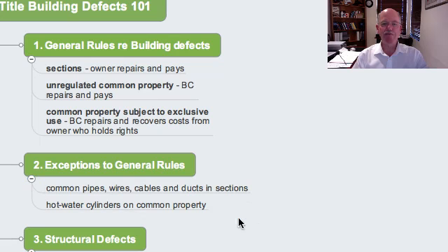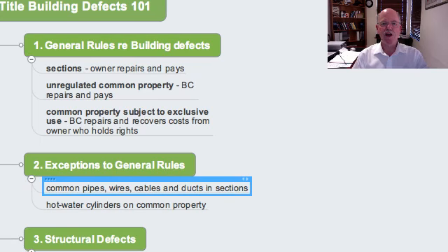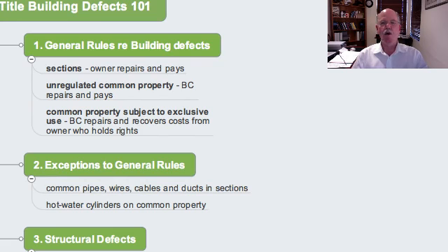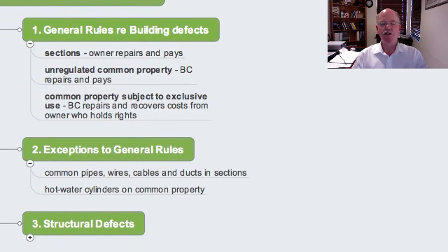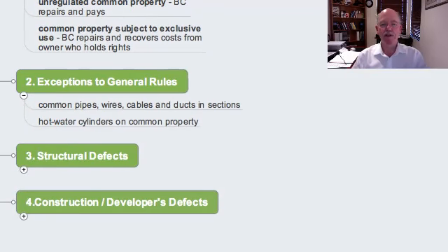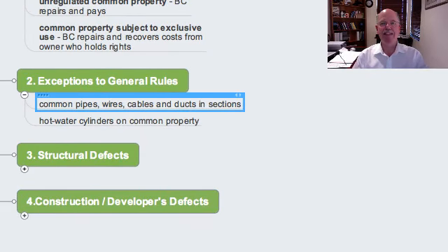Then let's look at the exceptions to those rules. Firstly, common pipes, wires, cables and ducts in sections. Although those are part of the sections, and it sounds as if the body corporate should not be involved, because they're common, the body corporate must repair and maintain those.